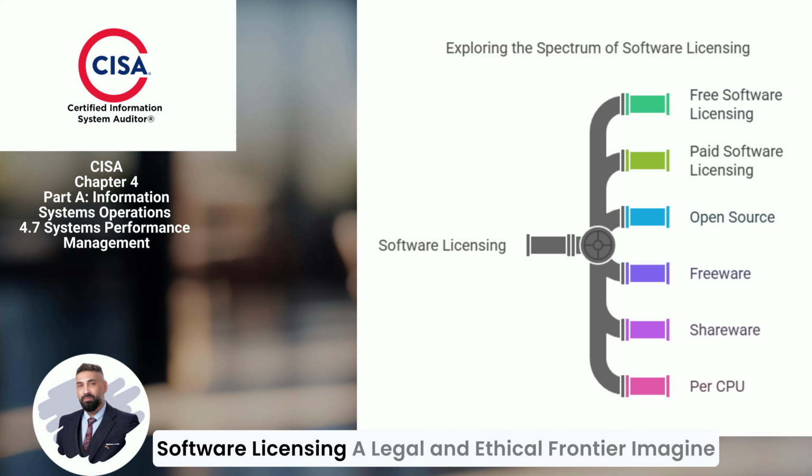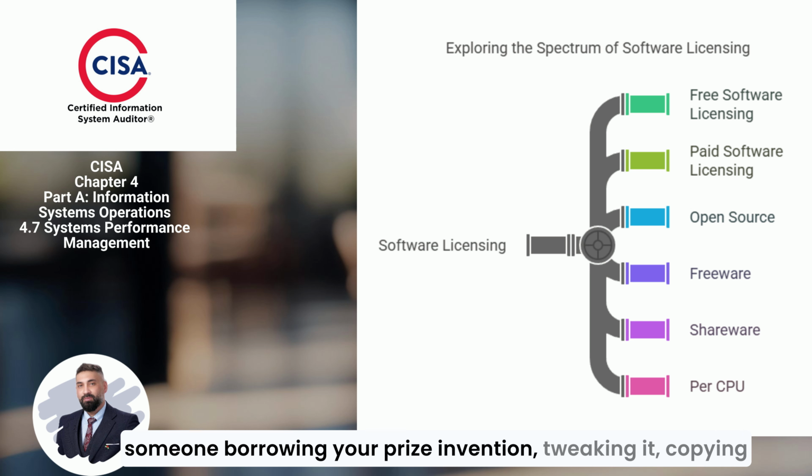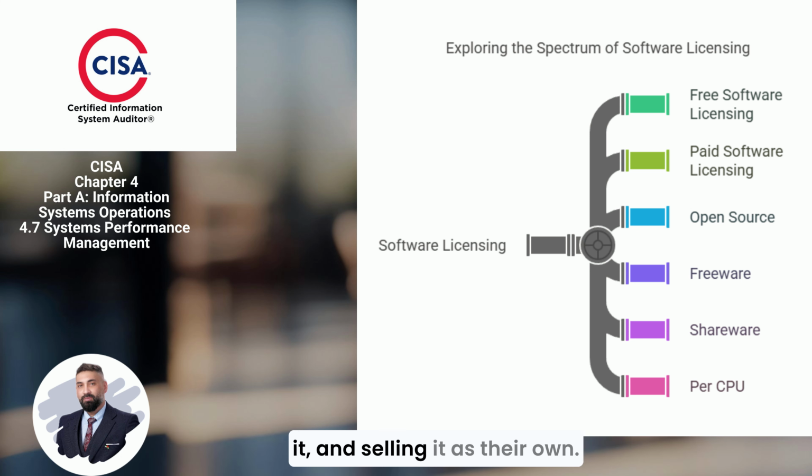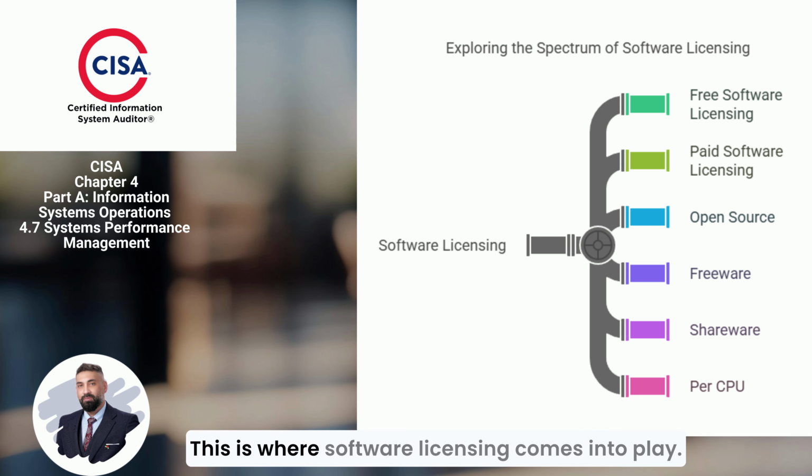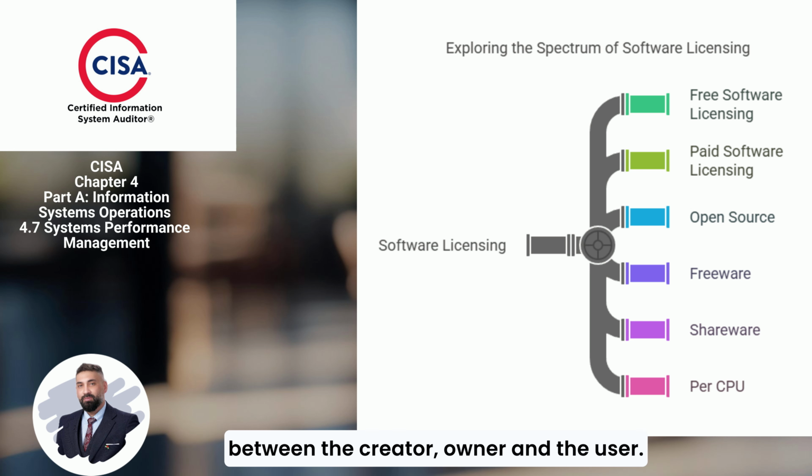6. Software licensing, a legal and ethical frontier. Imagine someone borrowing your prized invention, tweaking it, copying it, and selling it as their own. This is where software licensing comes into play. It establishes the rules about who can use a program, how, and under what conditions. Every piece of software is essentially a contract between the creator, owner, and the user.